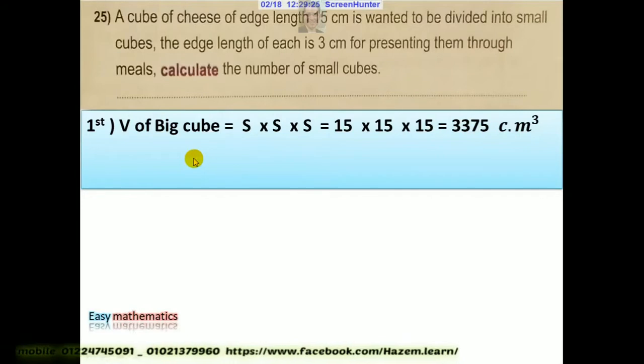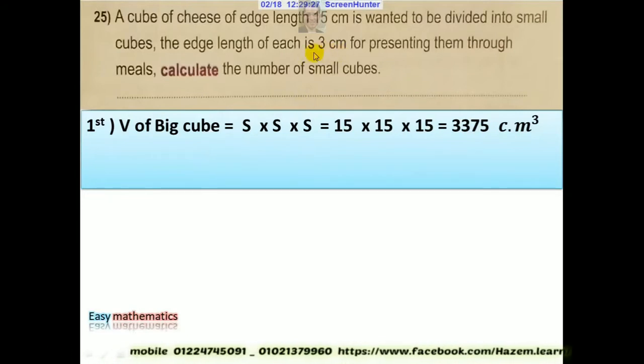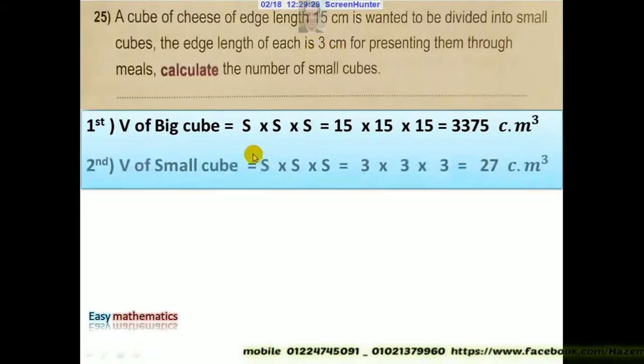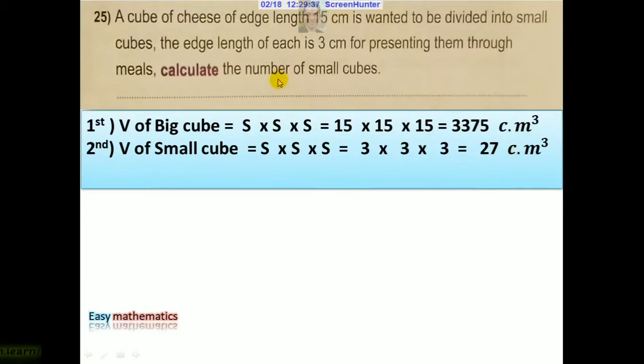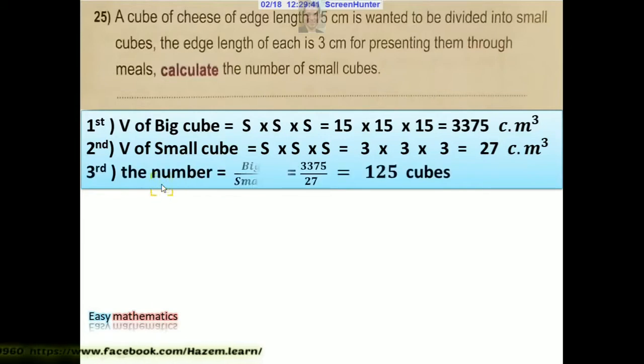The second step, we must find also the volume of a small cube. It will be side by side, equals 3 times 3 times 3 equals 27 cubic centimeter. And finally, how to find the number? By dividing big volume by small volume, like that. It will be equal 125 cubes.